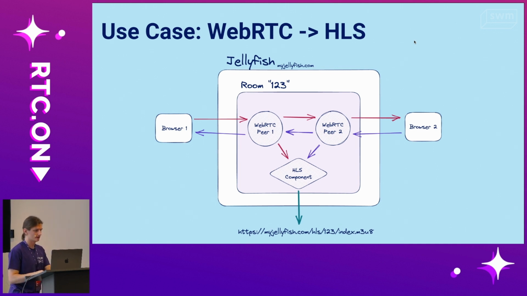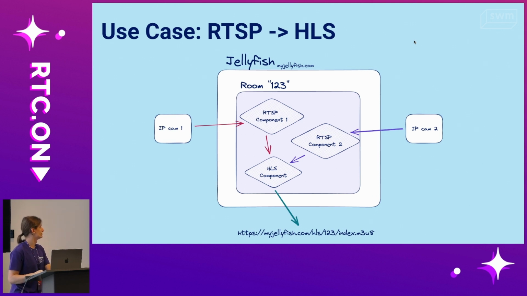All right. Here's a second example, which is RTSP to HLS. It's very similar, but instead of using the WebRTC peers, we use the RTSP components. So let's say you have a network of surveillance cameras, and you want to show the feed from the cameras in your browser, or maybe access it on your phone. You can create a Jellyfish instance with a single room and add all of the cameras as RTSP components to Jellyfish. Next, you can add the HLS component, which will, just like before, mix all of the audio and compose all of the video into one stream and serve it via HTTP.